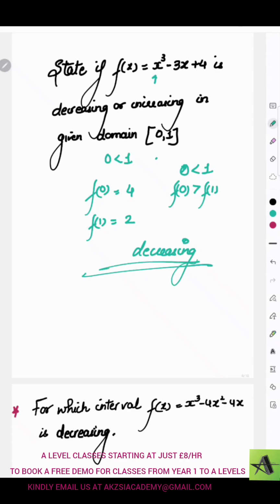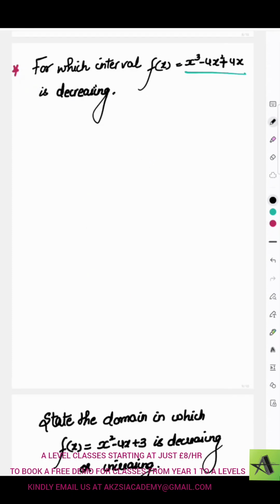You can differentiate it and substitute the values of 0 and 1, and you can see whether you're getting greater or lesser. That will prove that this is increasing or decreasing. The next question says: for which interval is f of x equal to x cubed minus 4x squared plus 4x decreasing? Obviously, in this case the two points, the domain, is not given. So we will opt for the first definition where we have to differentiate it and make it less than or equal to 0, because that's the condition for decreasing. That means f dash x should be less than or equal to 0 is the condition for a decreasing function.